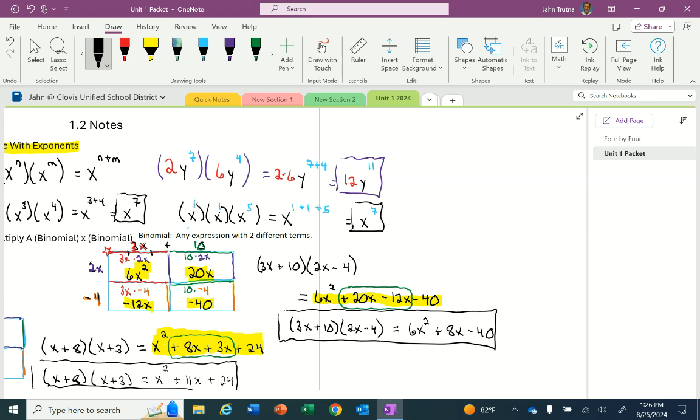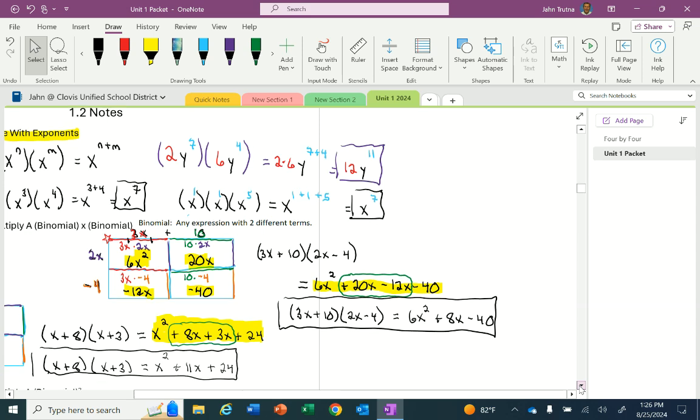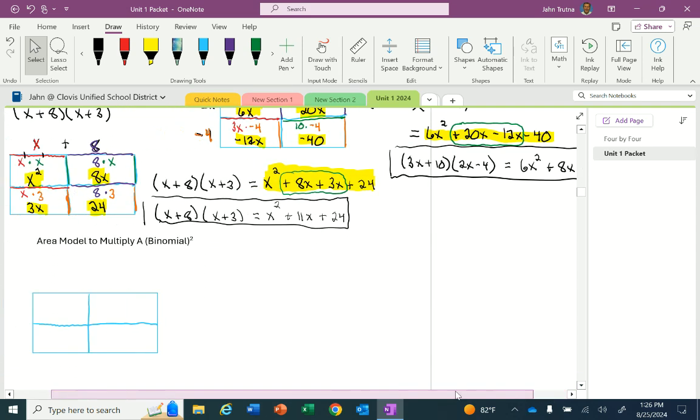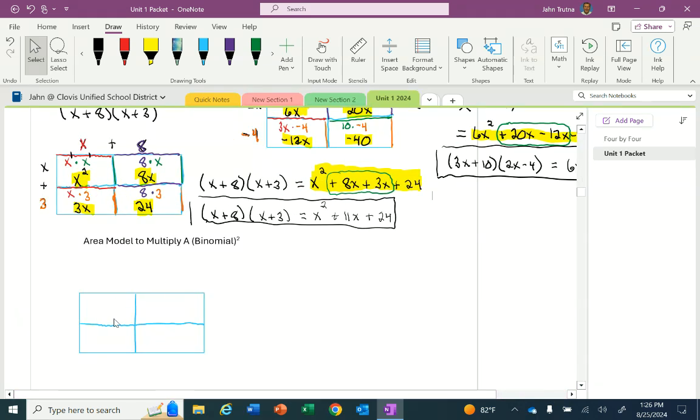All right, one more example to go. And as you can see in your notes, the last example, we're going to use the area model. And the area model, that's that rectangle there with the 4 pieces. And we're going to use it to multiply a binomial to the second power. So what do I mean by a binomial to the second power? Here's what I mean. You have a binomial like x plus 5, and it's in parentheses. And there's not another binomial next to it. But outside the parentheses, there is a second power.